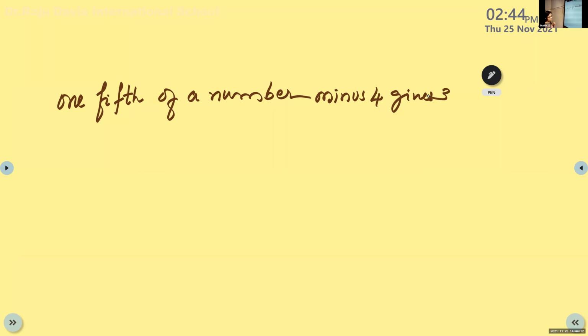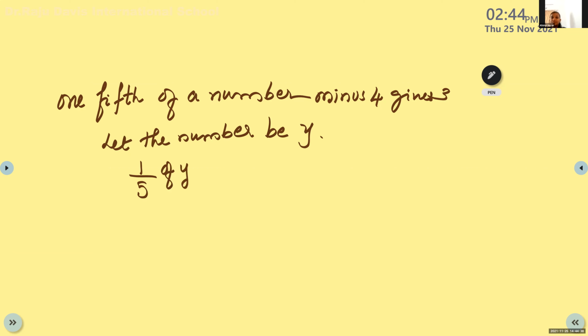Who got? Alicia got? Yes, ma'am. Let us check what is the answer. Can you tell me the equation which you framed? Yes. 1/5 of a number. So let the number be y. So how will you write it? 1/5 of y. 1/5 of y minus 4 gives 3. So 1/5 of y means 1/5 into y, isn't it?